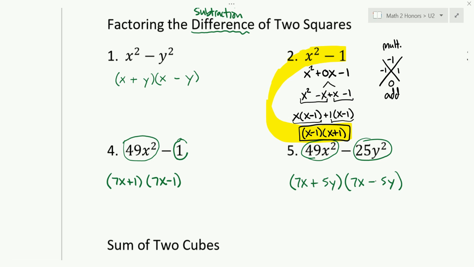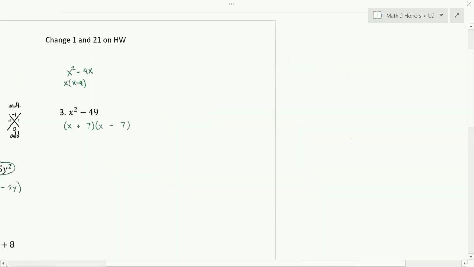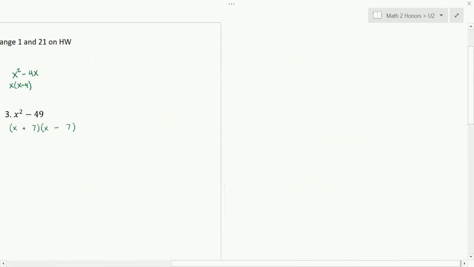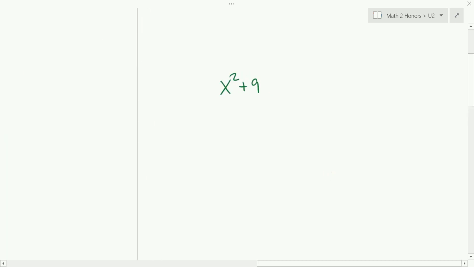Okay? And so question now. That's a difference of two squares. Let's consider a sum of two squares. So x squared plus 9. If I asked you to factor that, what would that factor to? X plus 3, x plus 3. Okay? And how can we check?